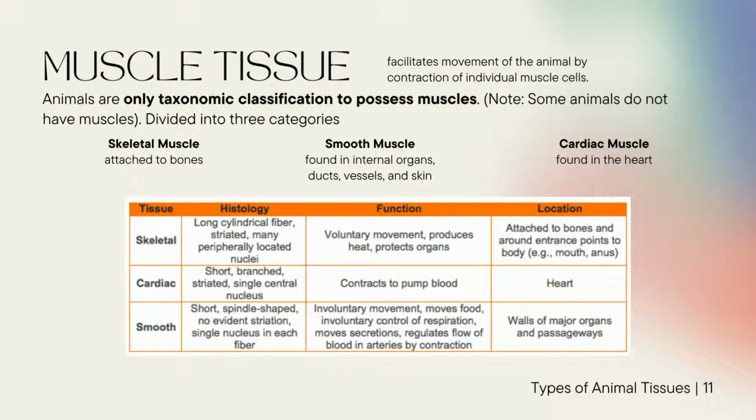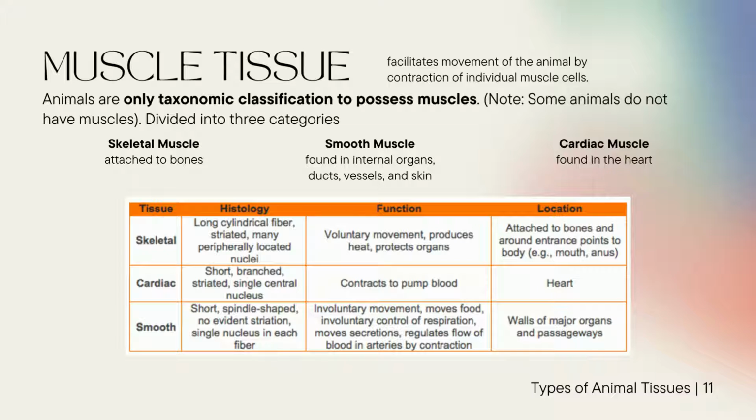So the function of skeletal muscle is to facilitate voluntary movement, produce heat, and protect organs. So it is attached to bones, as we have mentioned a while ago, and around entrance points to the body, for example, the mouth and anus. So we also have skeletal muscles in our mouth and anus. For example, the orbicularis oris, the muscle that surrounds the lips, is a form of skeletal muscle.